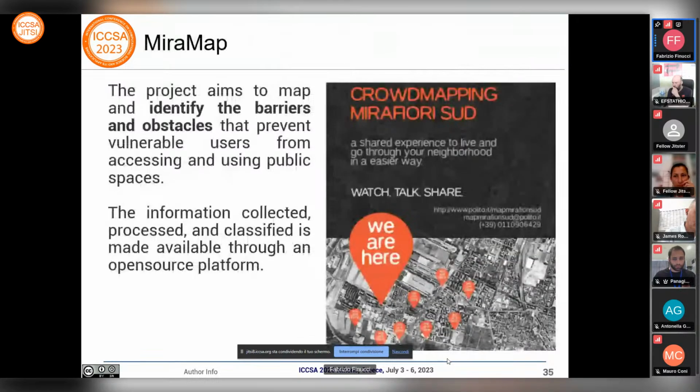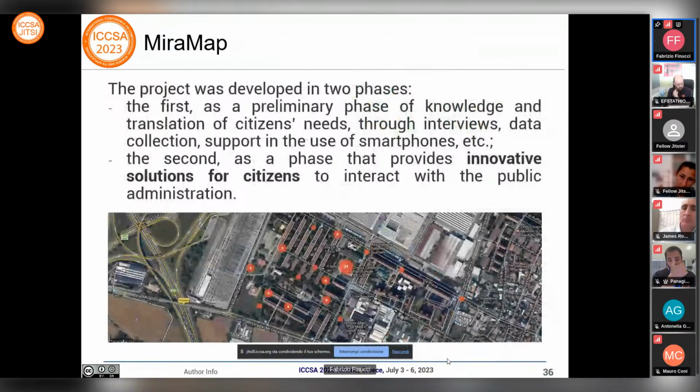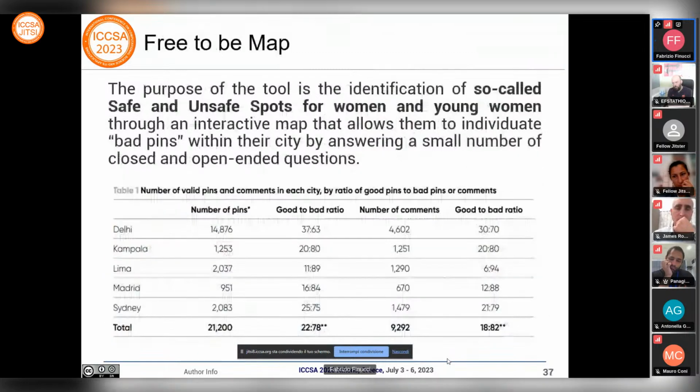There are some new applications, but I will be very quick. For instance, in Turin, there was an experience of crowd mapping that helped people understand, in an urban area, where the barriers and obstacles were for people with disabilities. And this tool was transformed from information into a tool that suggested how to solve the problem, so with innovative solutions for citizens.